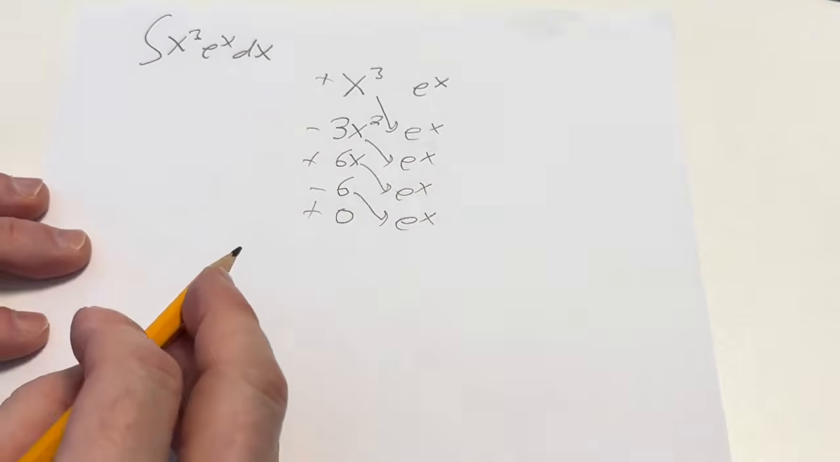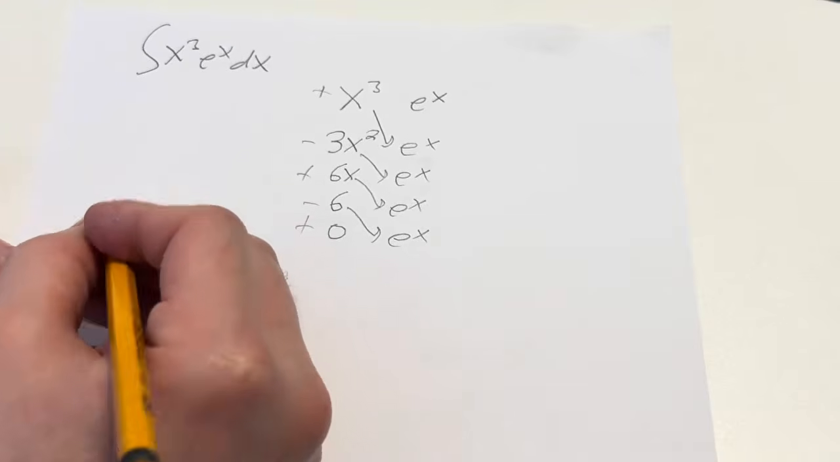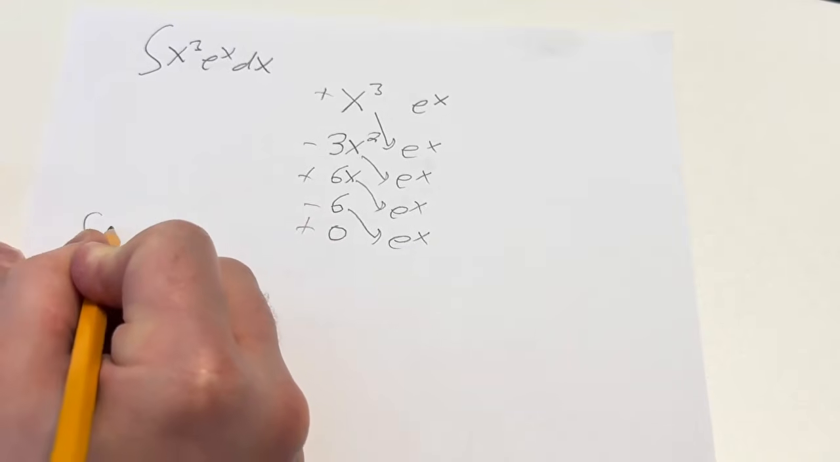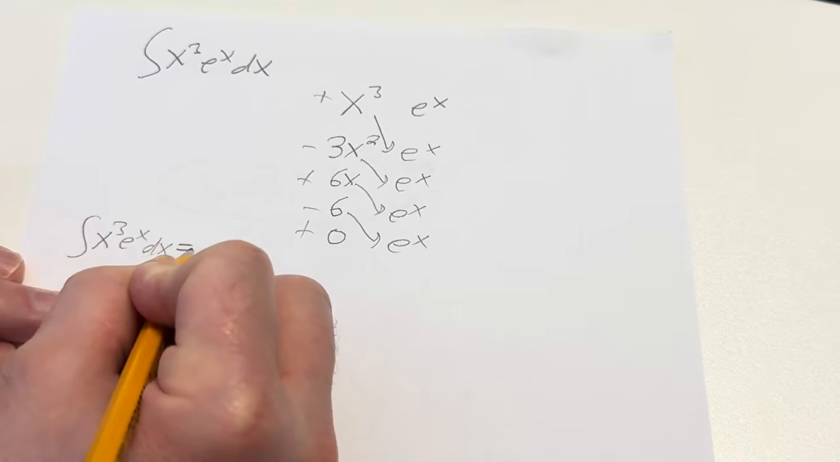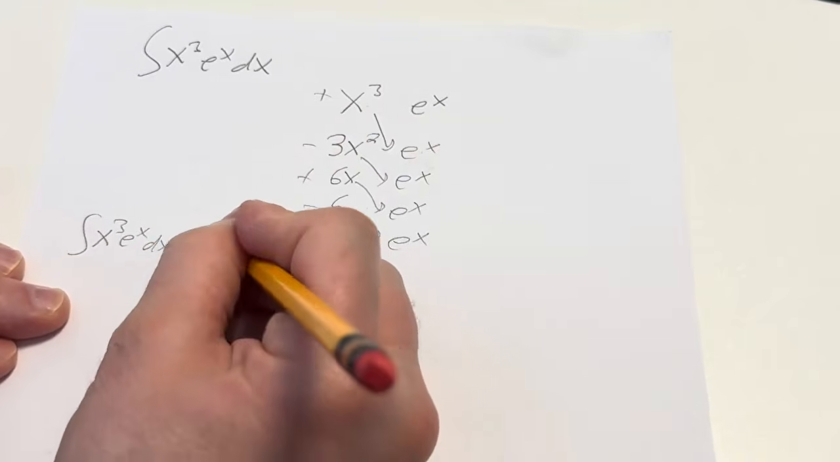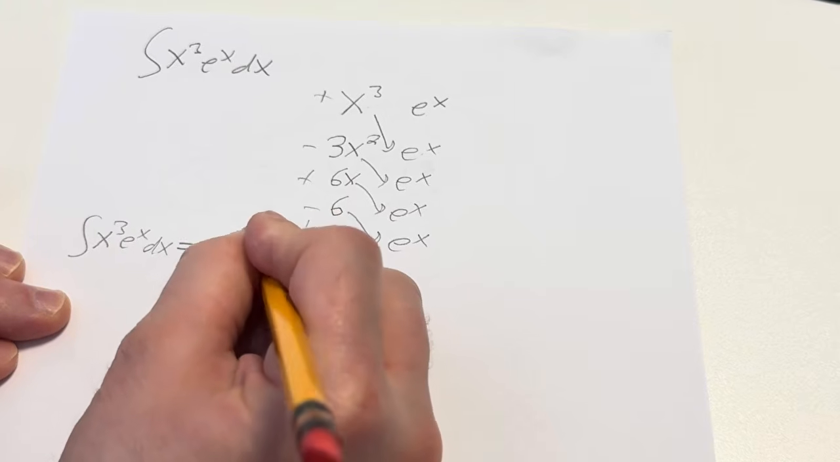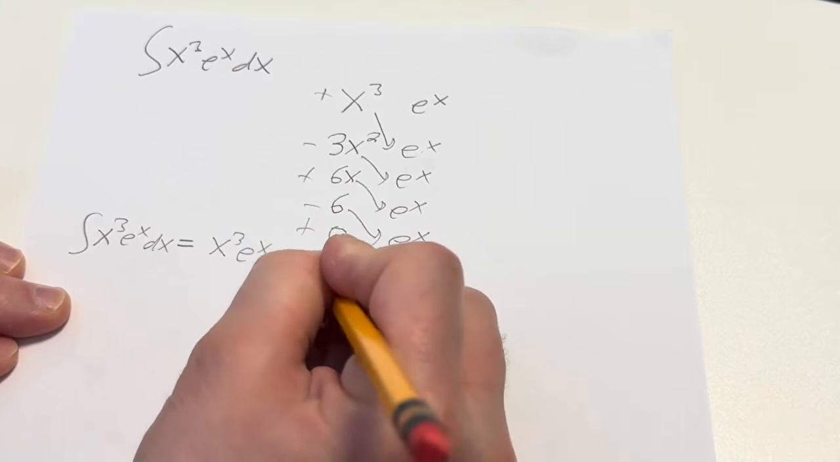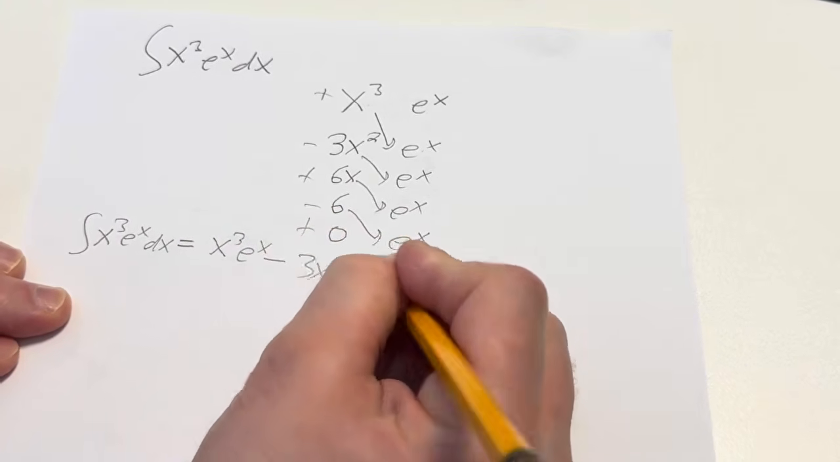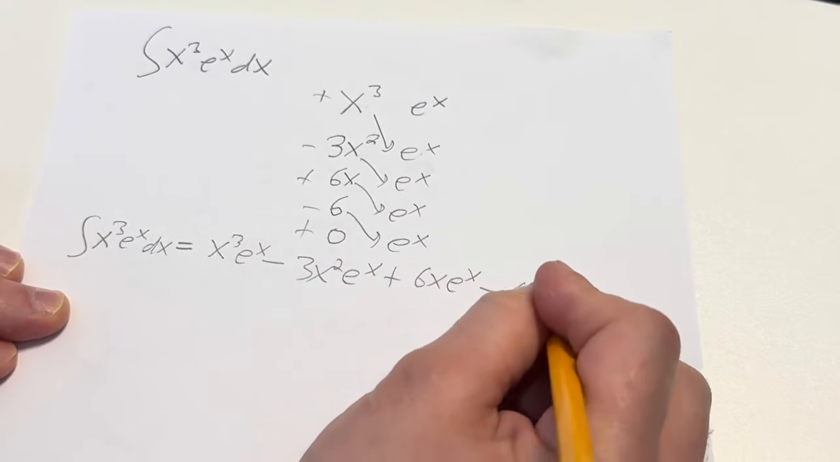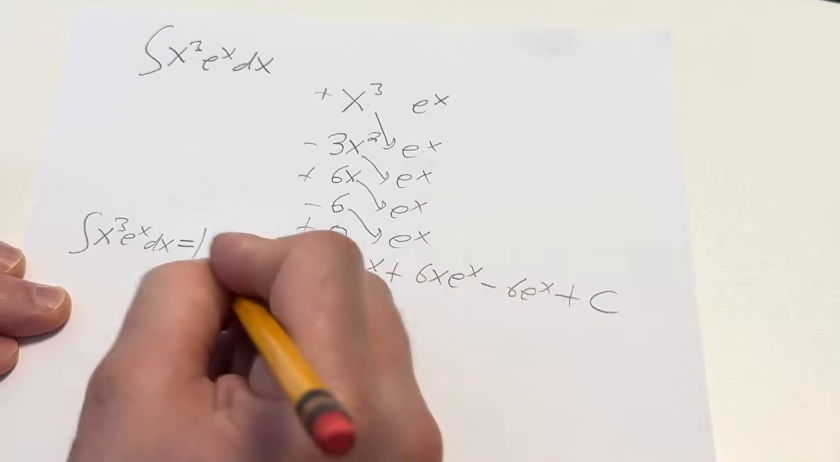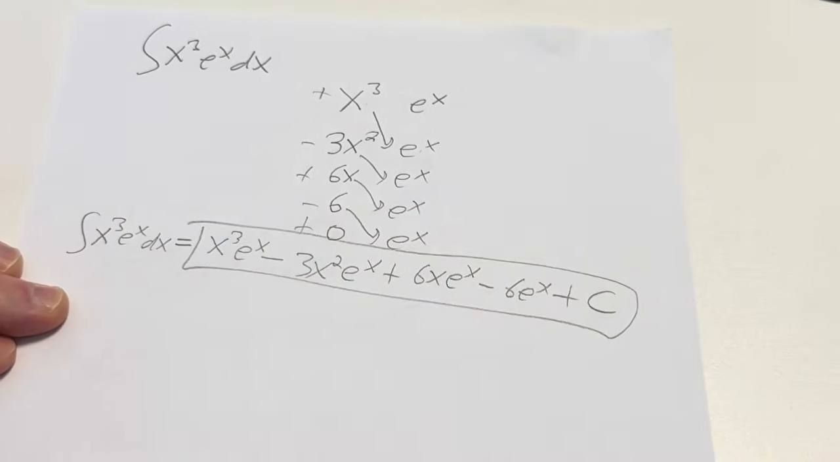So the final answer is going to be, we're going to write down the integral again. The integral of x cubed times e to the x dx is equal to x cubed times e to the x minus 3x squared times e to the x plus 6x e to the x minus 6 e to the x plus our arbitrary constant of integration. And that is the final answer.